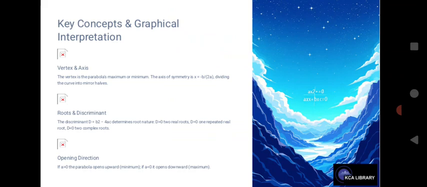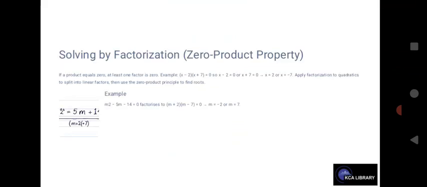Now let's look at how to solve using the factorization method. If a product equals 0, at least one factor is 0. That is what it means. For instance, if we have (x minus 2)(x plus 7) equal to 0, it means x minus 2 is equal to 0 and x plus 7 is equal to 0. That implies x equals 2 and x equals minus 7.